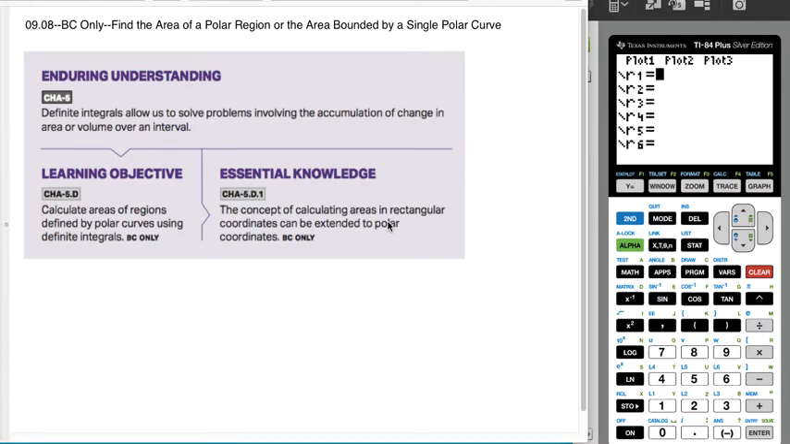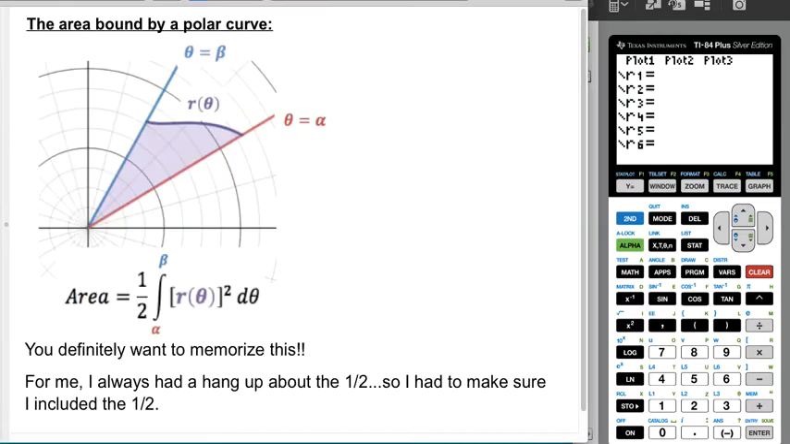All right, this is AP BC Calculus. We're doing Unit 9, Section 8. This is a BC only topic. We are finding the area of a polar region, or the area bounded by a single polar curve. We'll also talk about polar arc length while we're here.